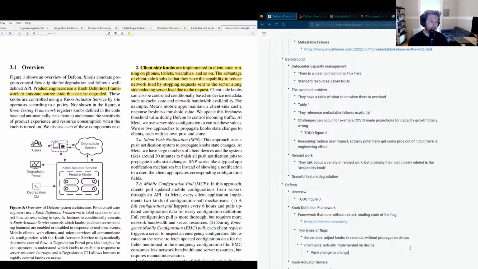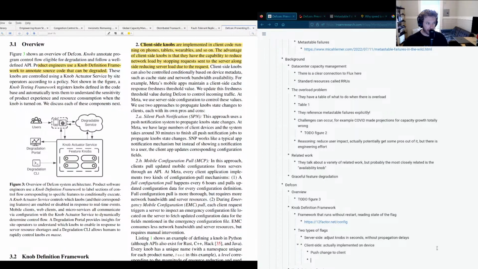But there are cons, including how do you inform the application that it needs to make some change to a knob? Push change to client. And then you have mobile configuration pull, which is client pulls state from server on a recurring basis.